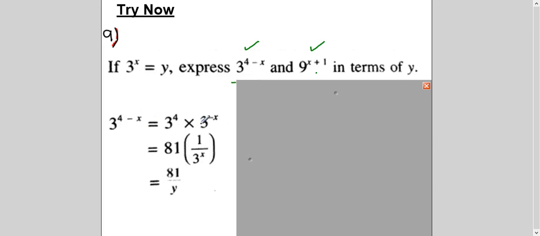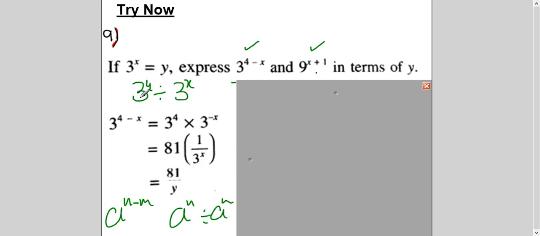Now 3 power 4 minus x. If in the book, or if somebody has done it like this, you know what else you can do? 3 power 4 divided by 3 power x. Because of the law of indices, I told you when there is a minus sign, it is basically division. So 3 power 4 means 81. So it will be 81 divided by 3 power x. Exactly what we have written here. But you can write it like this also, I told you in the earlier slide. And 3 power x is y. Fine. Now let's see this one.